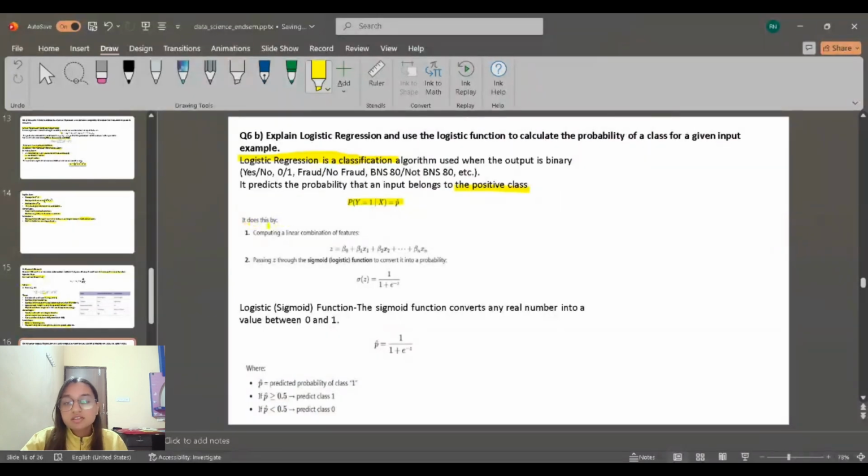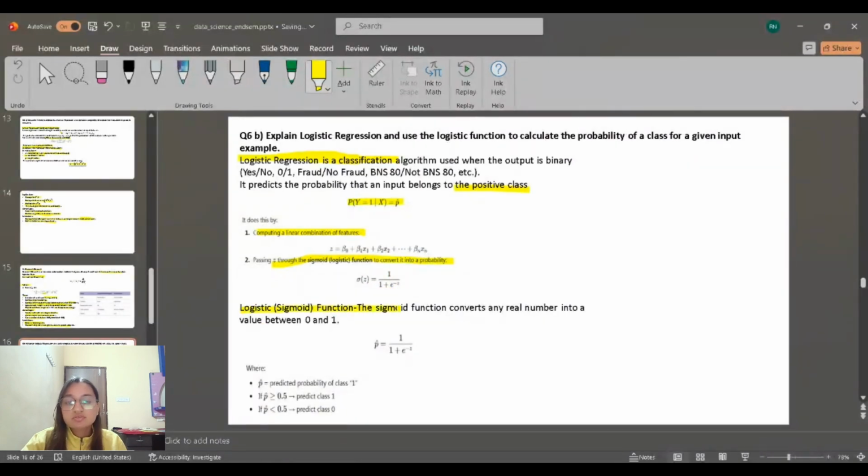It does this by first computing a linear combination of features, z = β0 + β1x1 + β2x2 + ... + βnxn. Then passing z through the sigmoid logistic function to convert it into a probability. σ(z) = 1 / (1 + e^(-z)).